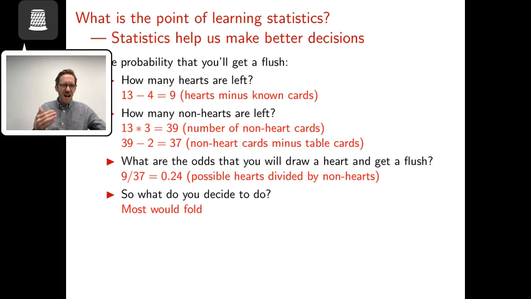The idea is that I have essentially a 1 in 4 chance, a little less than a 1 in 4 chance, that the next card will be a heart and I'll win. So what do we do? We have to pay $10, for a 1 in 4 shot, we could win the pot. Most people would fold. It's just not a high enough probability.